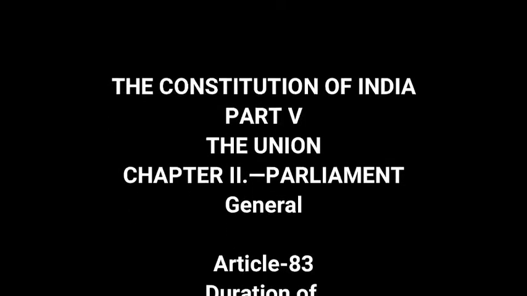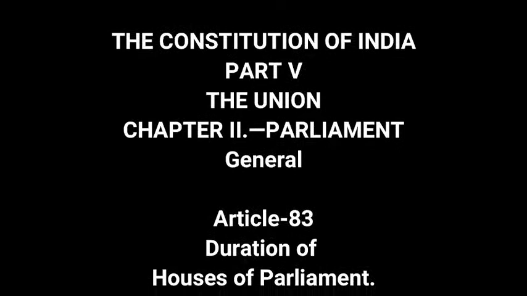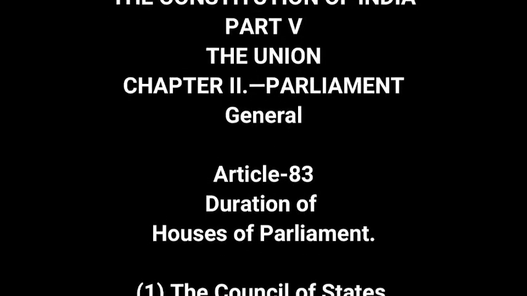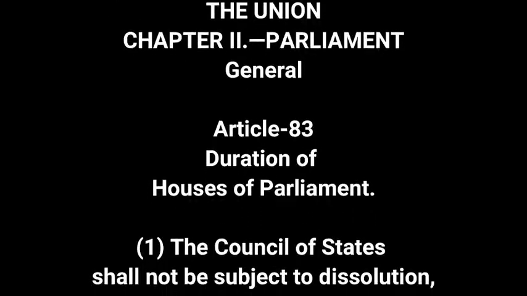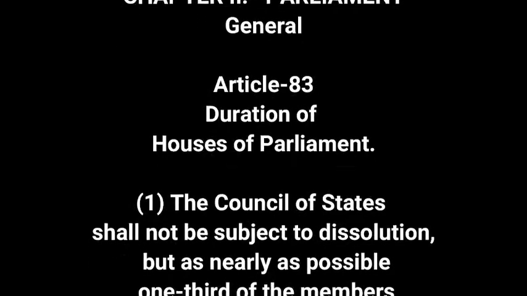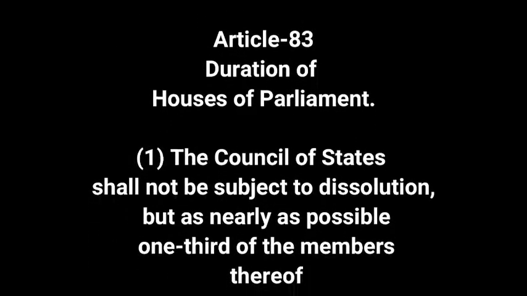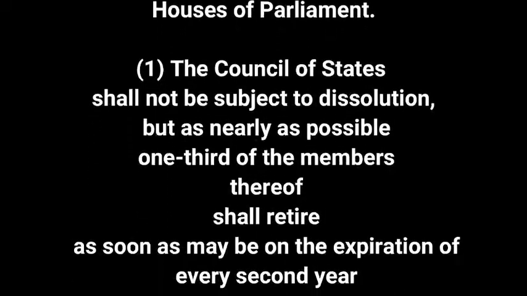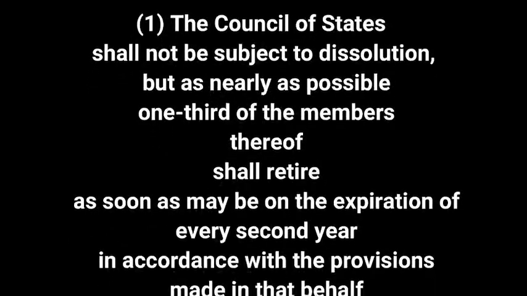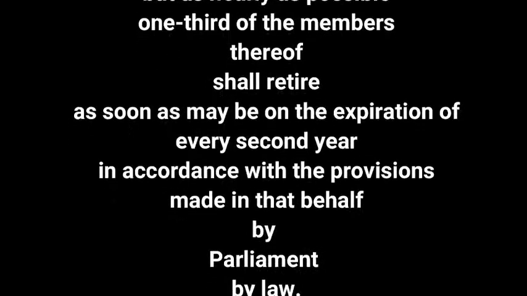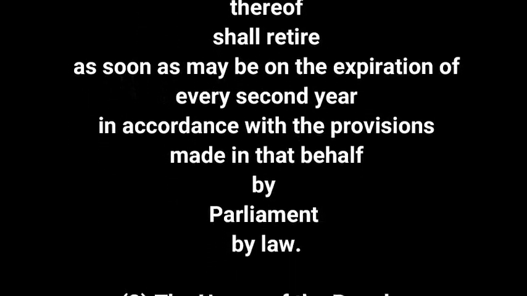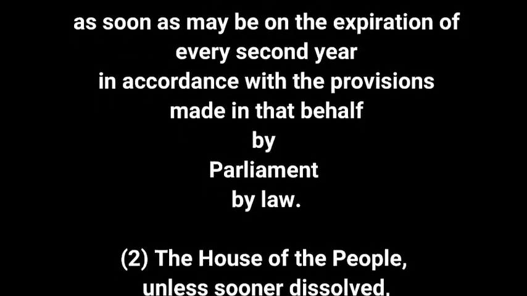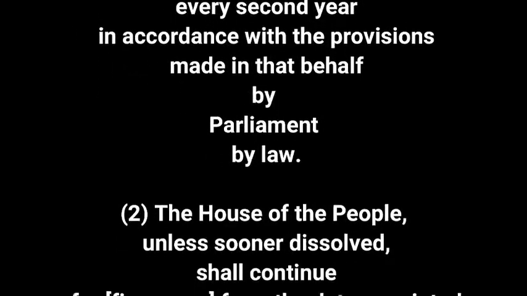The Constitution of India. Part 5, The Union. Chapter 2, Parliament. General. Article 83. Duration of Houses of Parliament. 1. The Council of States shall not be subject to dissolution, but, as nearly as possible, 1/3 of the members thereof shall retire as soon as may be on the expiration of every second year, in accordance with the provisions made in that behalf by Parliament by law.